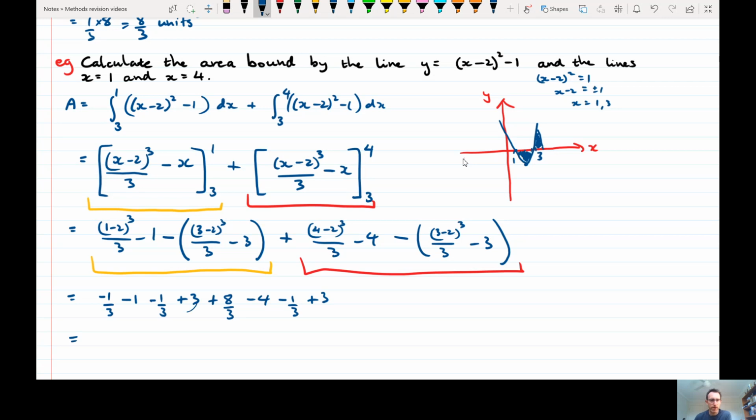So you have 3 plus 3 is 6. Take away 4 is 2. Take away 1 is 1. Then you have 8 over 3 minus 1, it's 7, minus another one 6, minus another one is 5. So plus 5 over 3, and together that'll give you 8 over 3. Once again, units squared. And that is how you find the area under a curve.